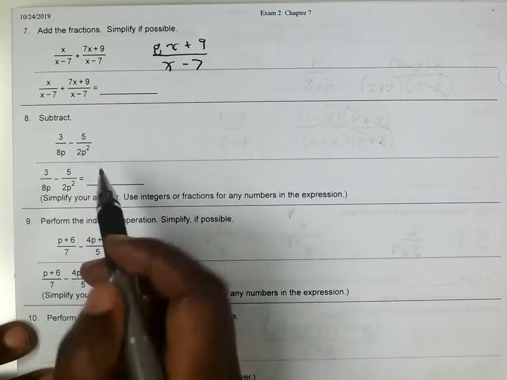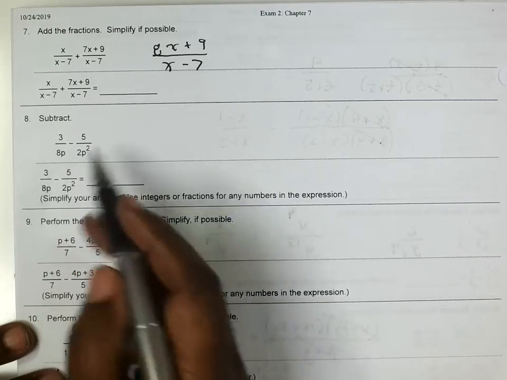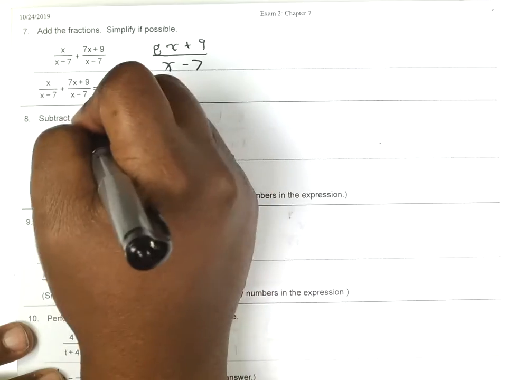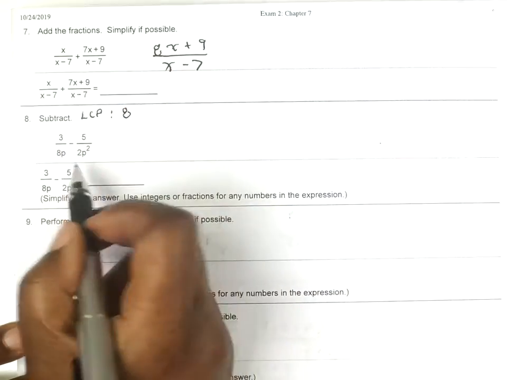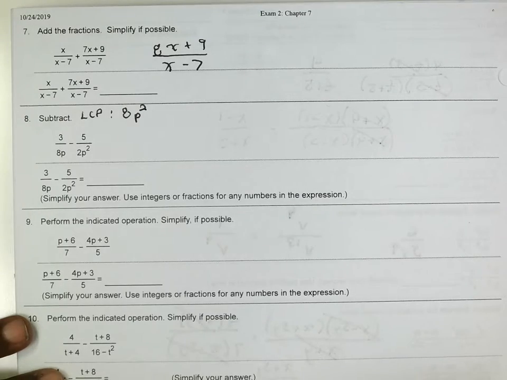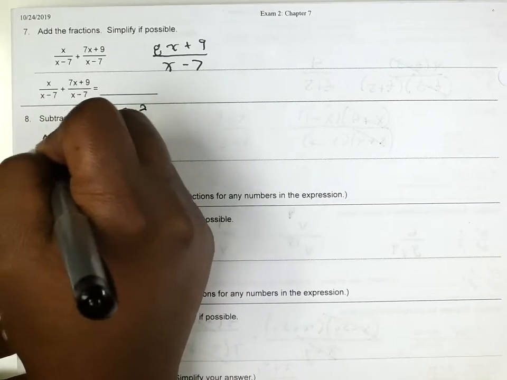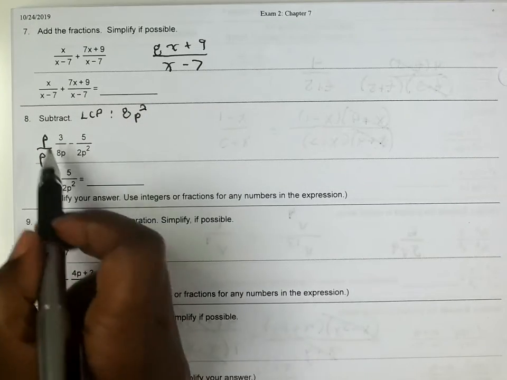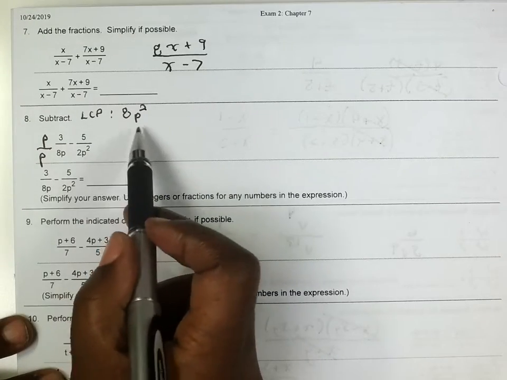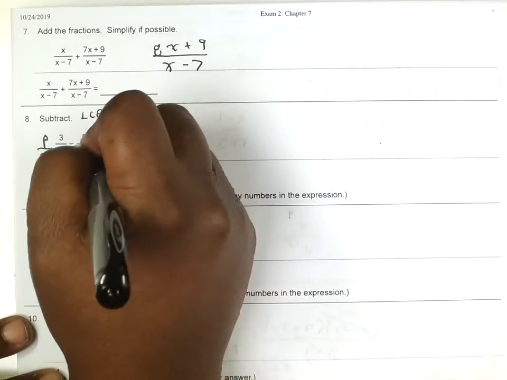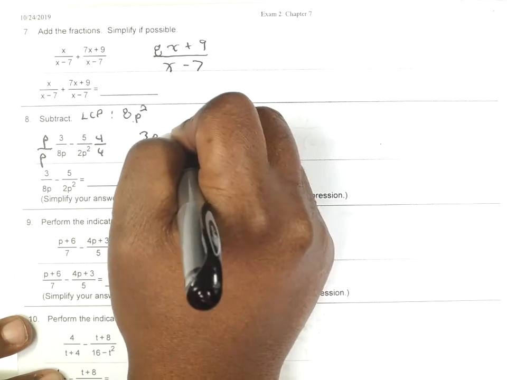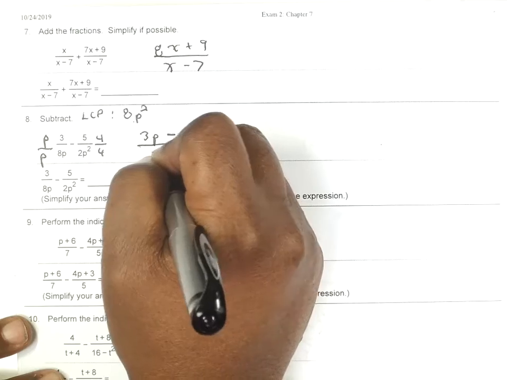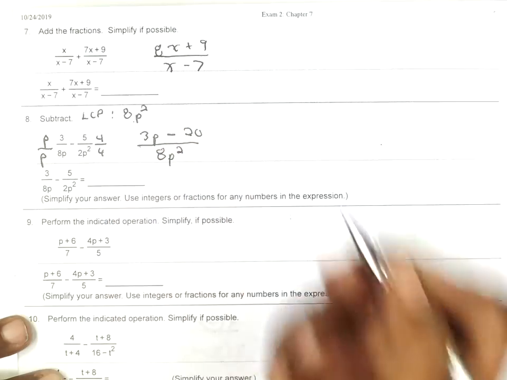Number 8 is a subtraction, and we don't have common denominators, so I need to say what the LCD is. Well, 8 and 2, I know 8, and then p and p squared, I have to take the greater power, so my LCD is going to be 8p squared. So this first one, all I'm missing is a factor of p, so I'm going to have to multiply that by p over p. The second one, I'm missing a factor of 4, so I'm going to multiply this by 4 over 4. So I get 3p minus 20, and then it's over 8p squared.